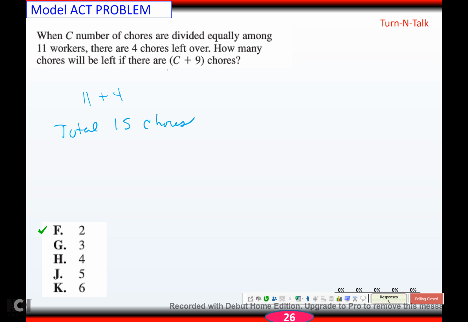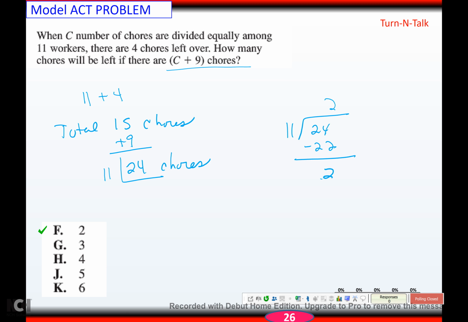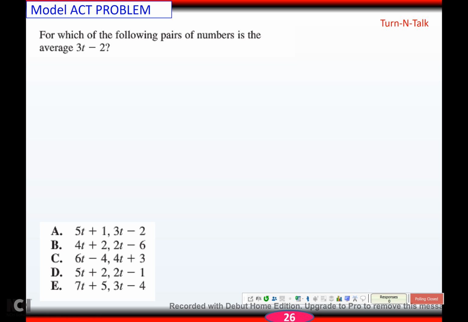Well, it says, what if there's C plus 9 chores? Well, if I add 9 to that, that's 24 chores that I have to split equally among 11 workers. Well, that will go in there 2 times. 11 goes into 24 twice. Take away 22 leaves 2 left over, so I would get 2 and 2/11ths. Well, I'm sorry, they're asking me for how many are left over then. 2. There's your remainder. Okay.